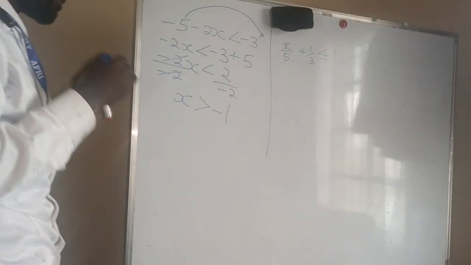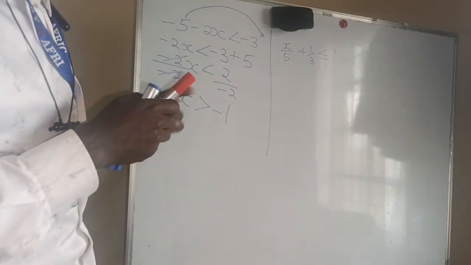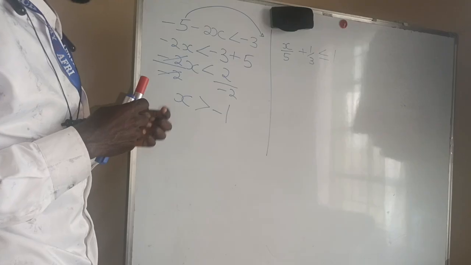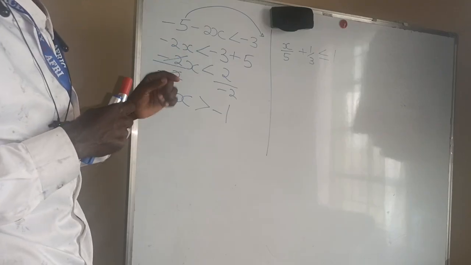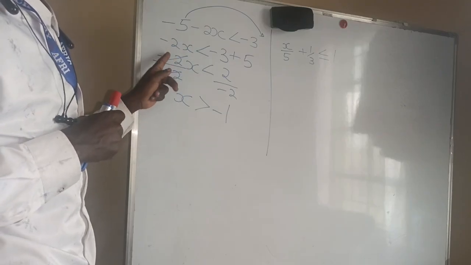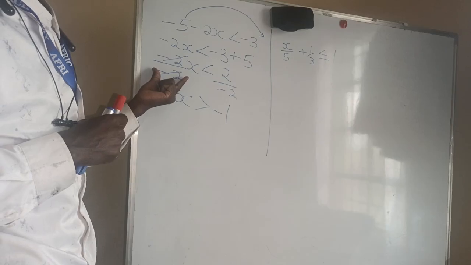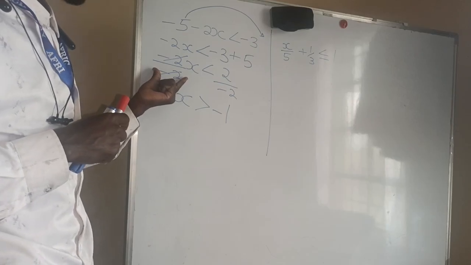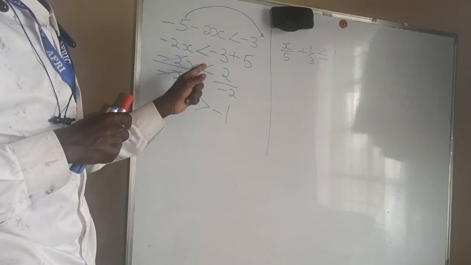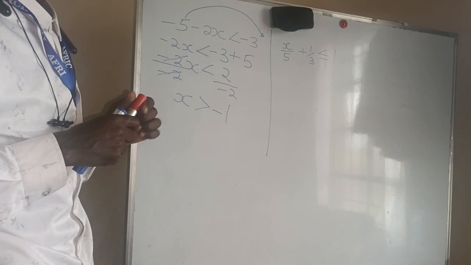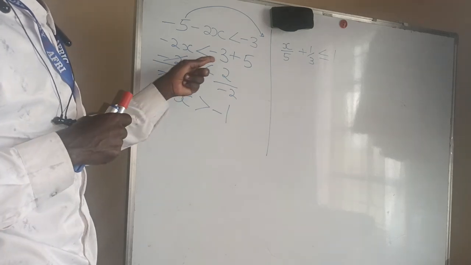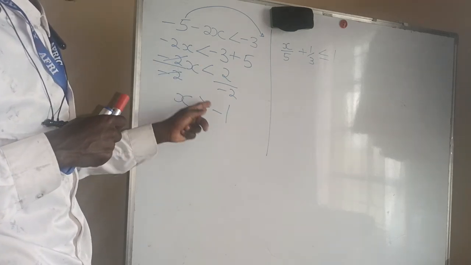There's something I want to tell you. In working out any equation that involves inequalities, ensure that when you divide all through by a negative coefficient or value, the sign changes, the inequality changes in terms of where it faces. If it was less than, it ends up becoming greater than.